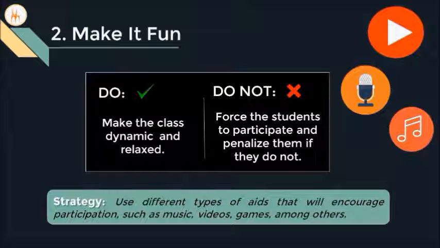2. Make it fun. Your students will not feel encouraged to participate if the class is quiet and the only person speaking is you. The strategy to be used is to use different types of aids that will encourage participation, such as music, videos, games, among others. Make the class practical rather than theoretical. Thus, choose activities and tasks that do not cause instant frustration.